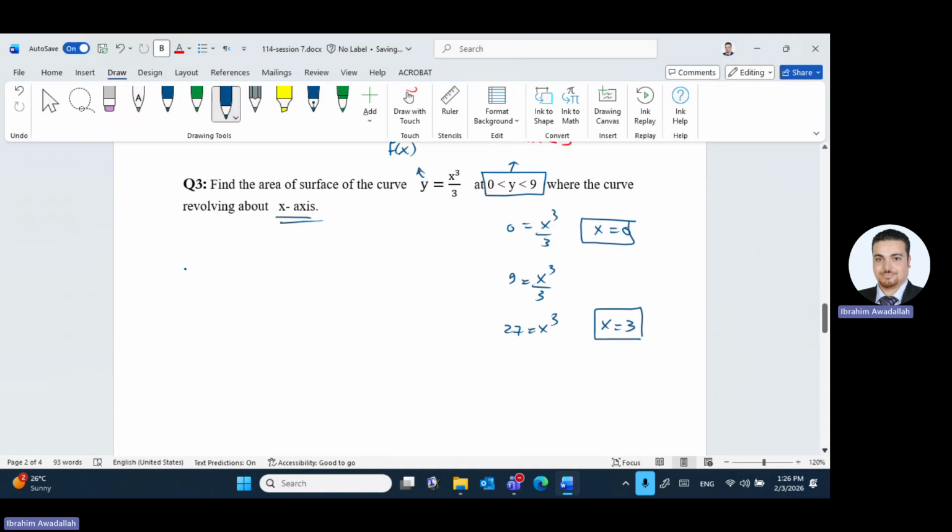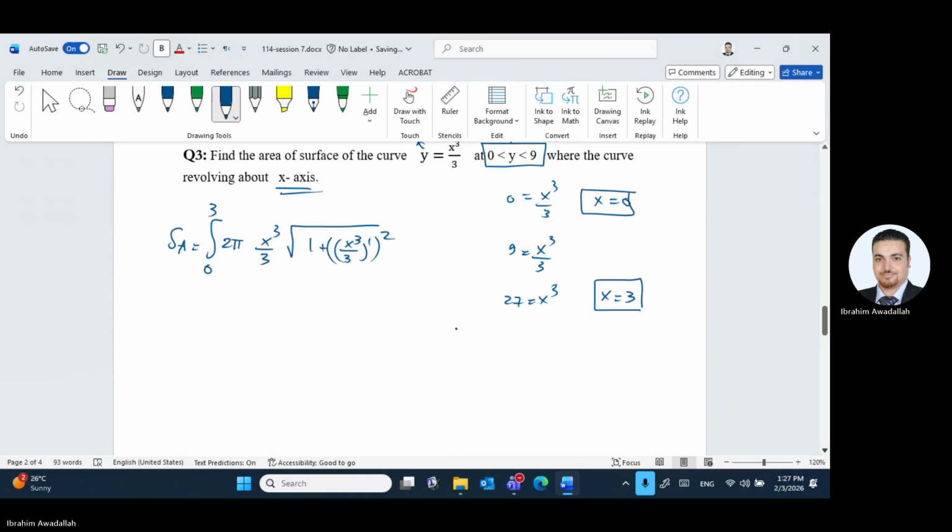So my integration now, or SA, equals, no need to write the formula again, we wrote it twice. This time 0 to 3, 2 pi times my function, x to the power 3 divided by 3, under the root 1 plus x cubed over 3 prime squared, dx. I will find this amount, all of it in a different color, on the side and I will come back and write it here.